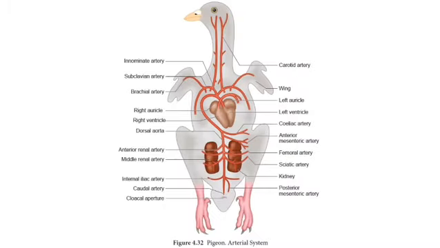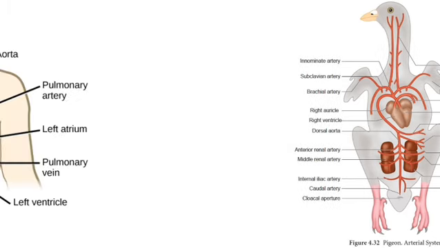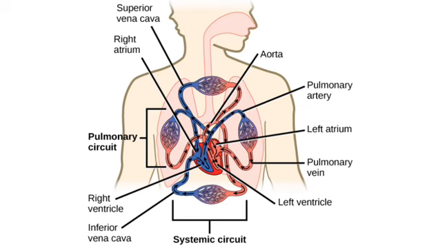Next, we observe birds. In birds and mammals, the ventral aorta is further divided into two distinct vessels, the systemic aorta and the pulmonary aorta. The systemic aorta carries oxygenated blood from the left ventricle to the body, right in birds and left in mammals. The pulmonary aorta carries deoxygenated blood from the right ventricle to the lungs.